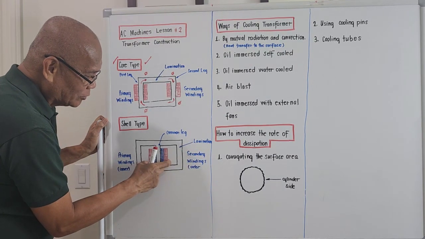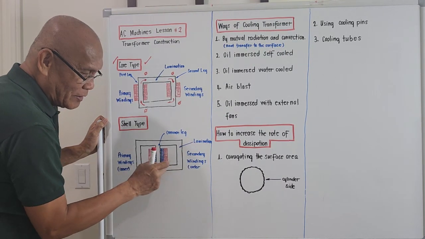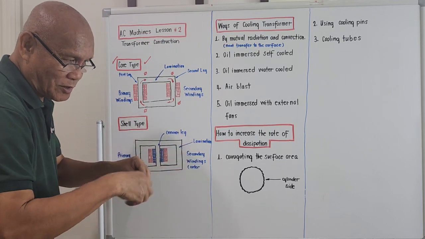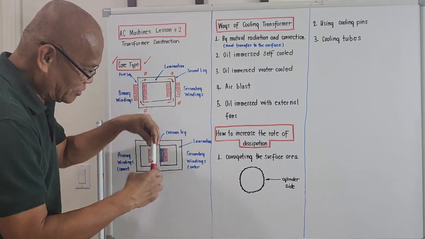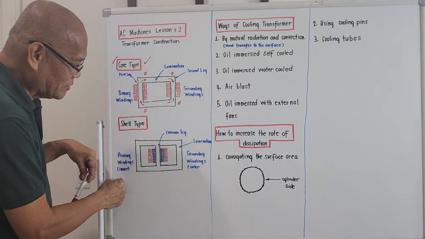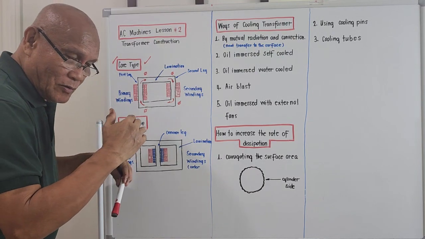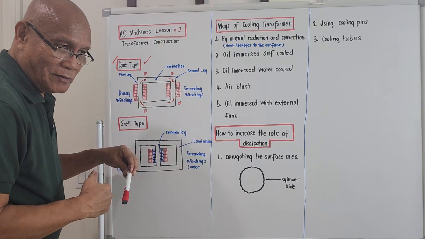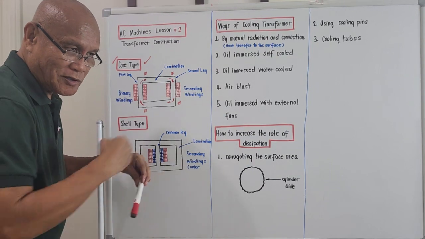Okay, it is the outer. This is the inner. Inner meaning it's the first one that is being placed, wound on the center leg, the primary winding. We place an insulation in between. Then we wound the secondary winding.